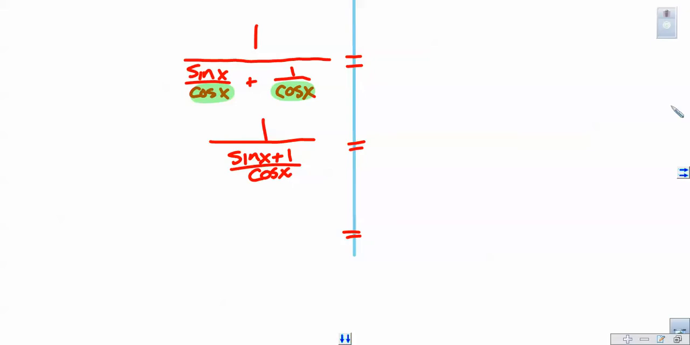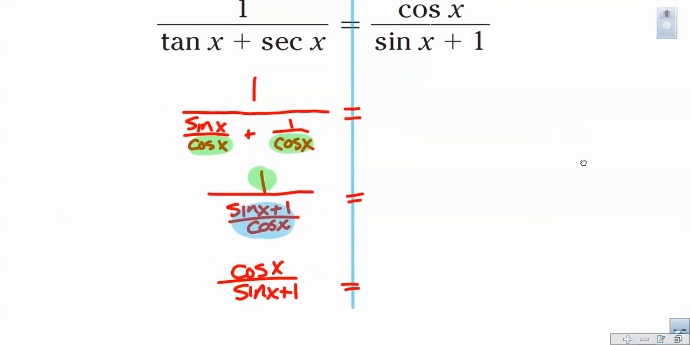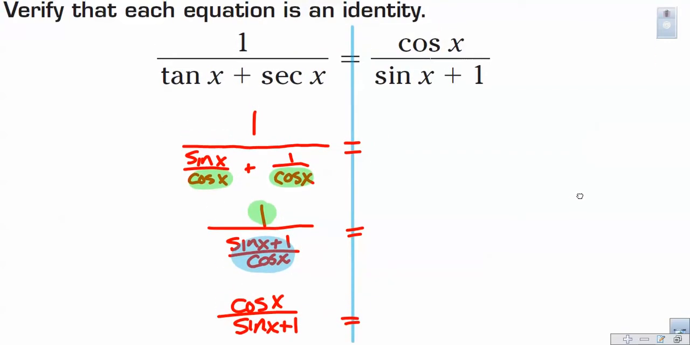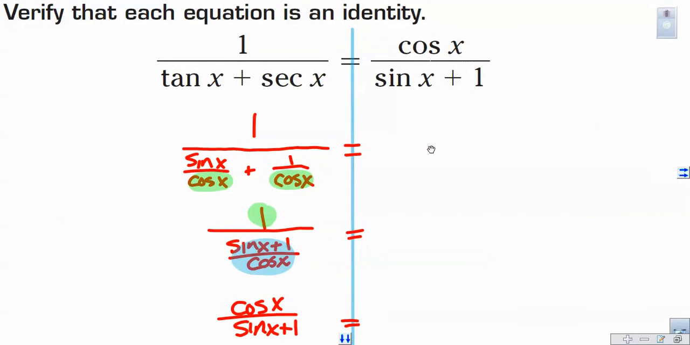I think what we can do now is, since we have 1 divided by this fraction here, let's multiply by the reciprocal. When I multiply by the reciprocal, multiply by 1 doesn't change it, so all I'm left with is a reciprocal here. So logically it makes sense that we have cosine of x over the sine of x plus 1. Now do we need to do any more work? We have cosine of x over sine of x plus 1, and look, it's a match up there. Excellent.